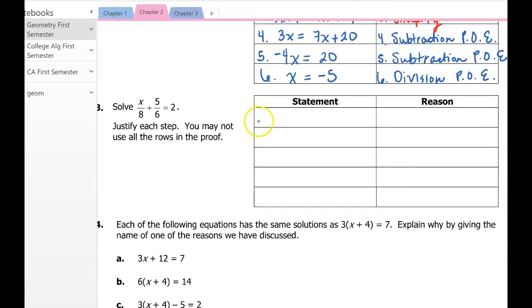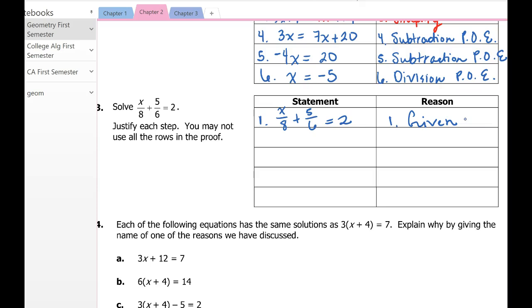The given. Given. So I'm going to have x over 8. Hey, we got fractions in this property. Yeah, they're awesome. Plus 5 over 6 is equal to 2. What allowed us to say this? Given. Beautiful.